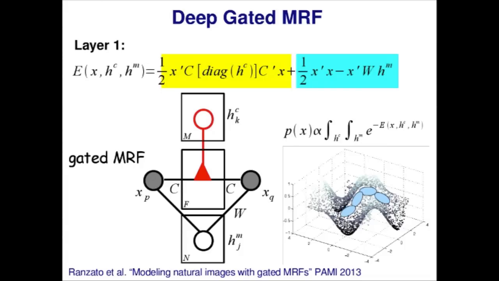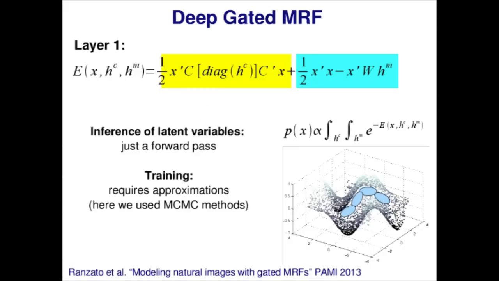So it turns out that given the image, inferring the latent variables is straightforward. And that's because the energy function can be written as a sum over latent variables. You never multiply two latent variables together. And so computing the expected value of the latent variable given the input, h given x, is straightforward. It's like a forward pass through a two-layer neural net.